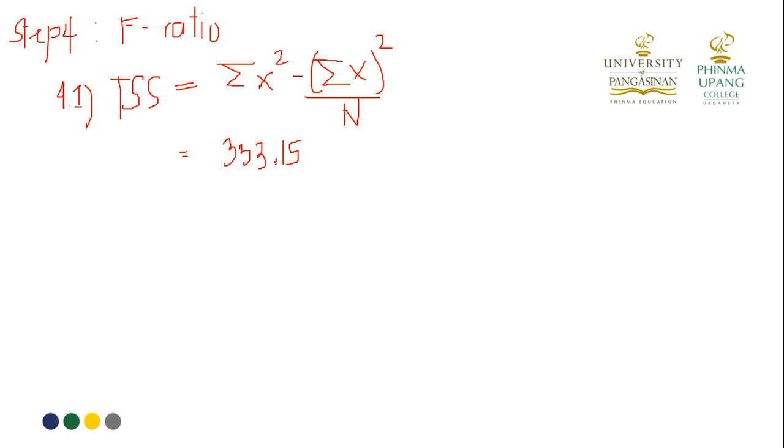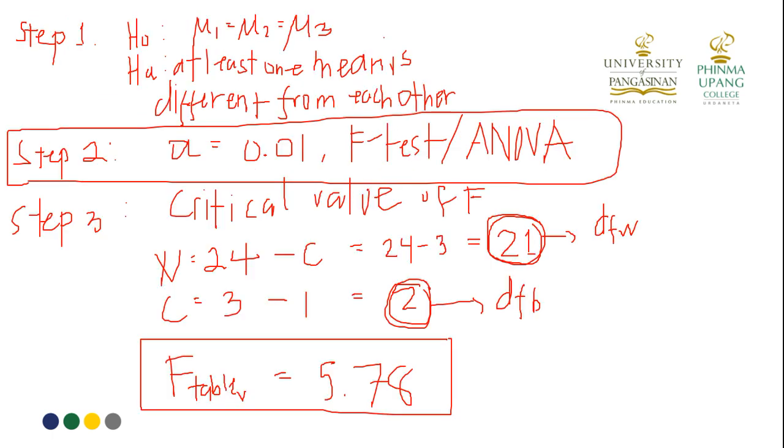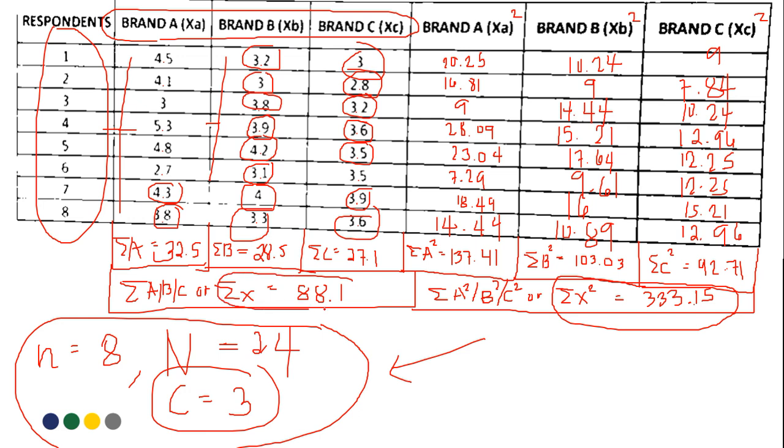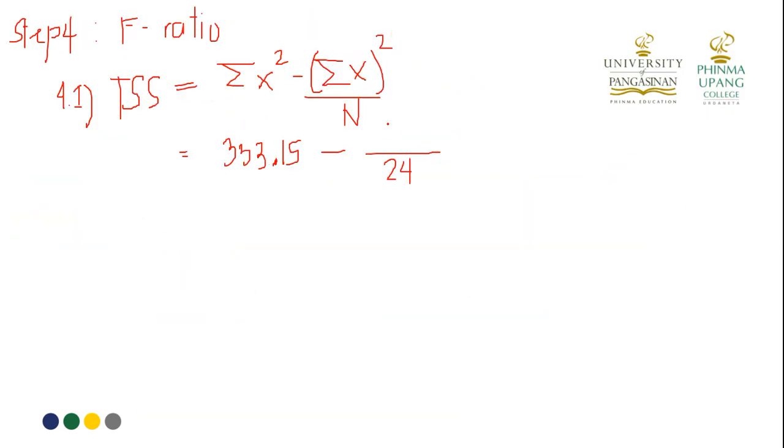Sabi nyo kanina, summation of x squared is 333.15, diba? Minus. Then, sabi nyo din kanina, ang N is 24. Then, yung summation of x na kuha natin dyan is 88.1. Lagay ko dito, 88.1. This is 88.1 squared. Then, can you give me 4 decimal places in number 4.1? 9.7496. Ulitin mo. 9.7496. Tama yung sinulat ko?